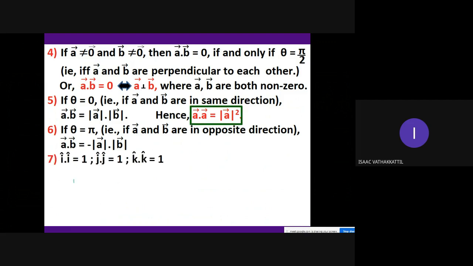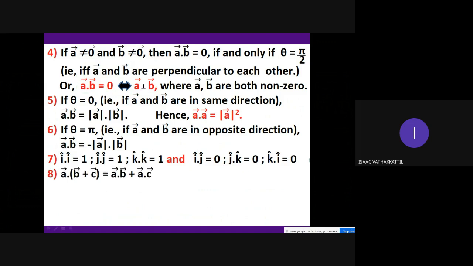Further, we have I dot I is magnitude I squared. Magnitude I is 1. So I dot I is 1, J dot J is 1, K dot K is 1. Whereas I dot J is 0, J dot K is 0, K dot I is also 0. Distributive property: A dot (B plus C) is A dot B plus A dot C. Lambda times (A dot B) is A dot (lambda B), or lambda into A dot B.